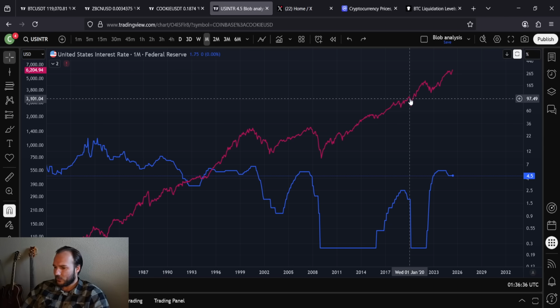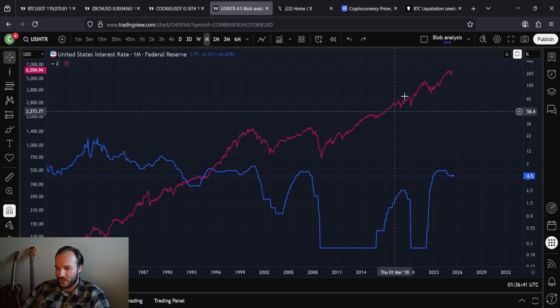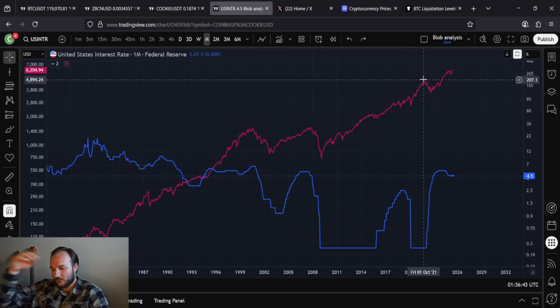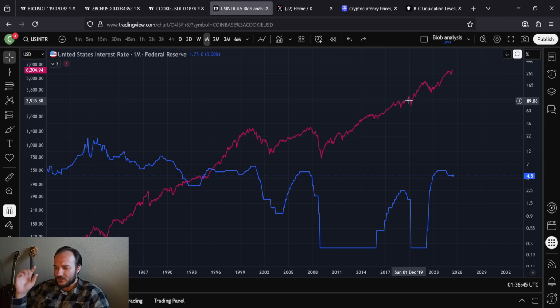When was that? Was that during Trump's first term? I think that was during Trump's first term. We dropped the interest rates fast and the market corrected. Then of course it ran, right? And these little corrections might happen.